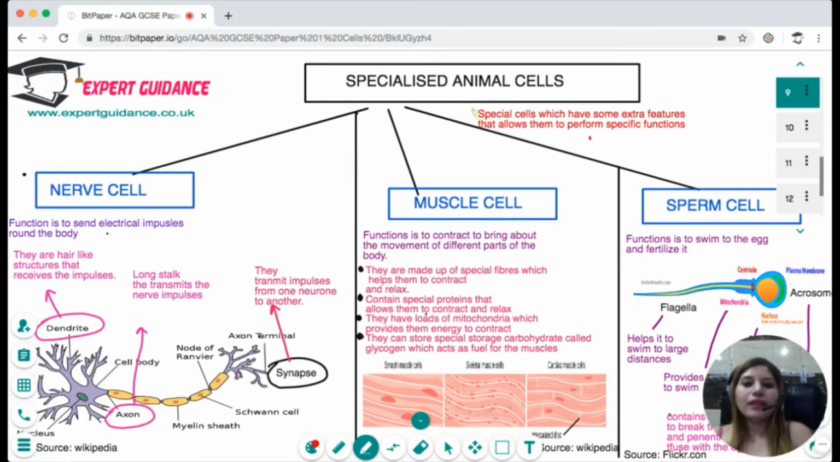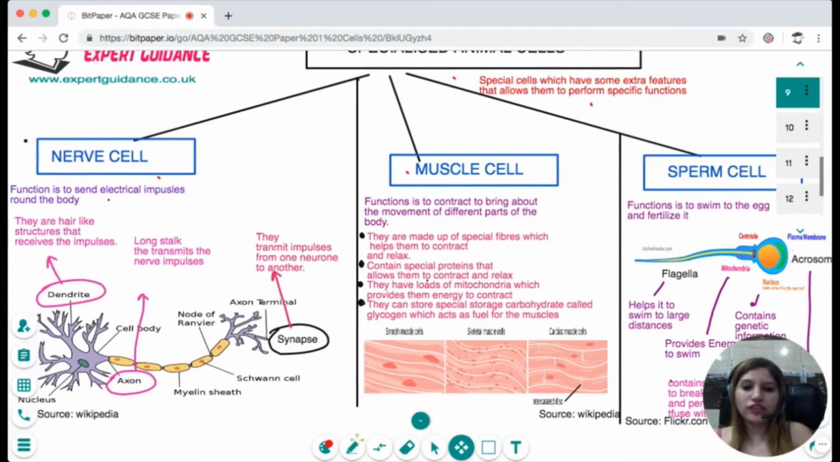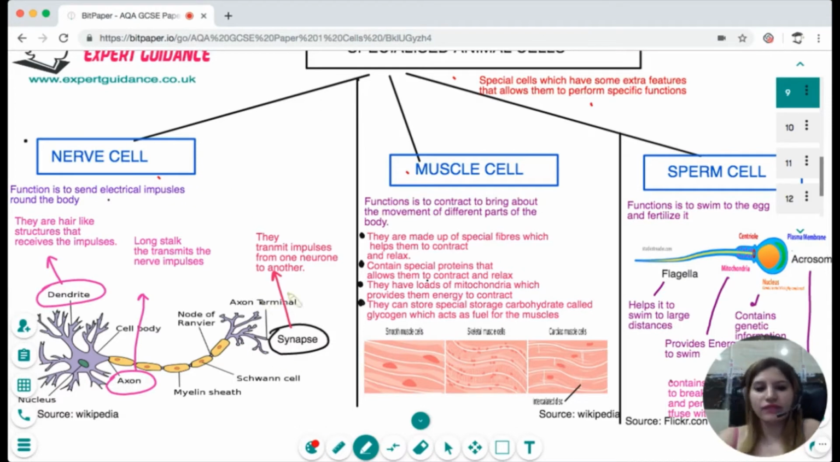Okay. Now, what do you need to do for each of these cell types? You need to know the functions of each of these cell types, and depending on the functions, what structural characteristics they have. So, for example, a nerve cell. What is the function of the nerve cell? To send electrical impulses around the body. Now, this is the structure of the nerve cell.